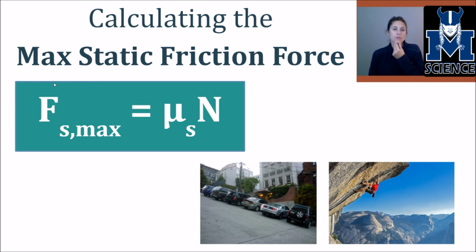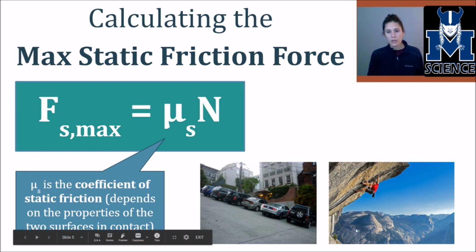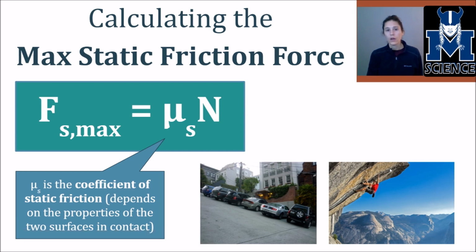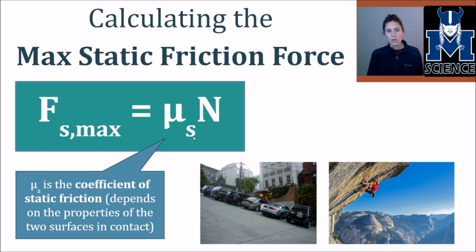So calculating the max static friction force, you have two things that are important. One, this coefficient of static friction. The coefficient of static friction depends on what two types of surfaces you have in contact. Like wood on wood, or rubber on concrete, like the tires of cars, or skin on rock. There's going to be a different mu-s value for whatever two surfaces you have in contact, and it's called the coefficient of static friction.